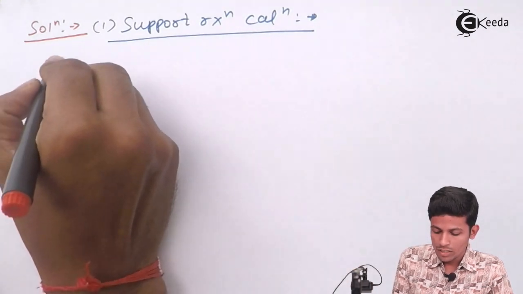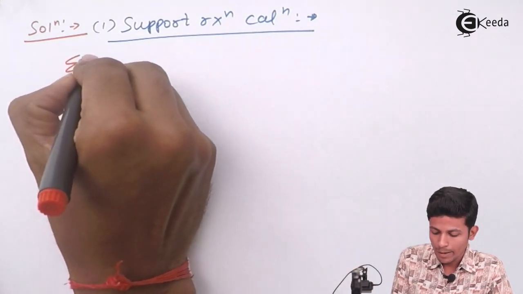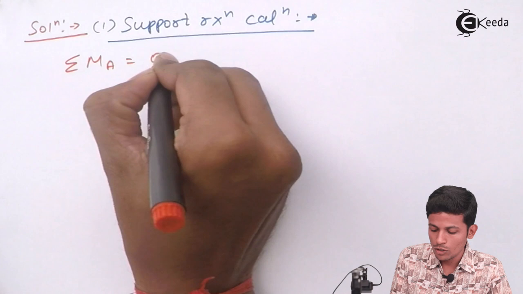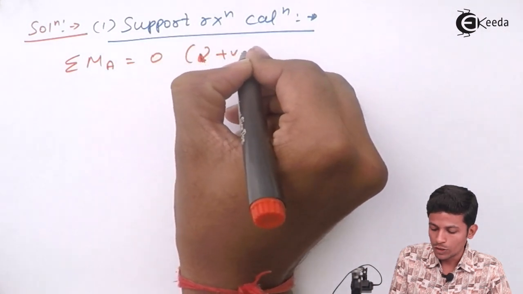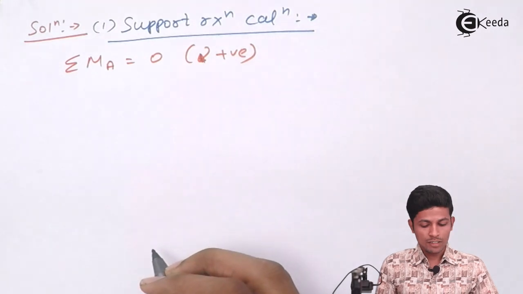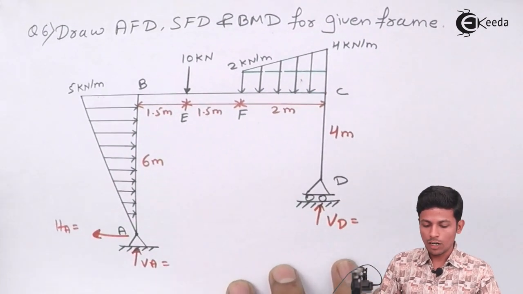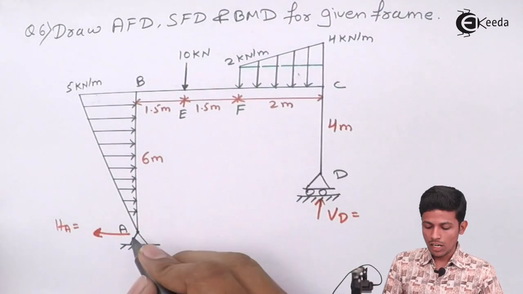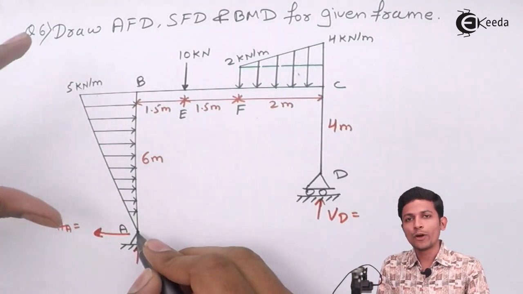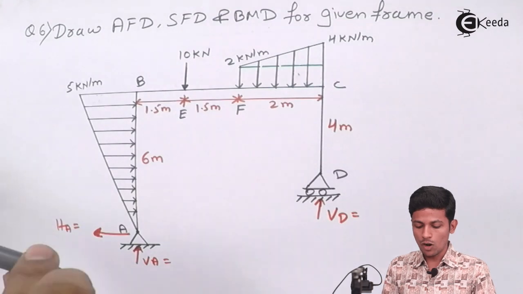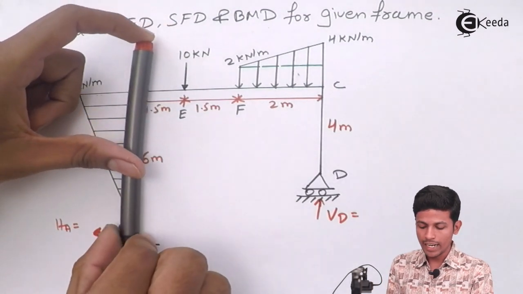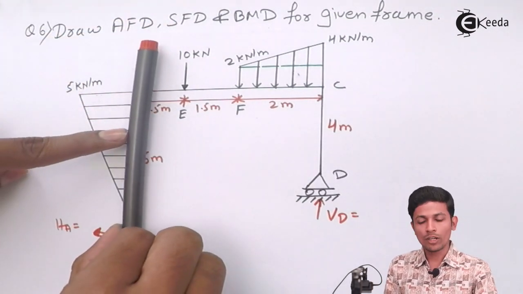Support reaction calculation. What are we taking? Taking moment at A equal to 0, clockwise positive. Okay, so let's see. Now you are taking moment here. Now see, how will you convert UVL into point load? Half into base into height, because put a rod over here at A, fix it at A, and apply the 5 kN over here.